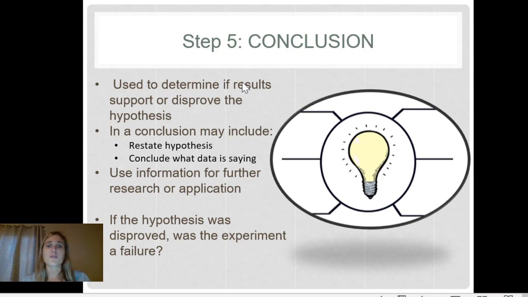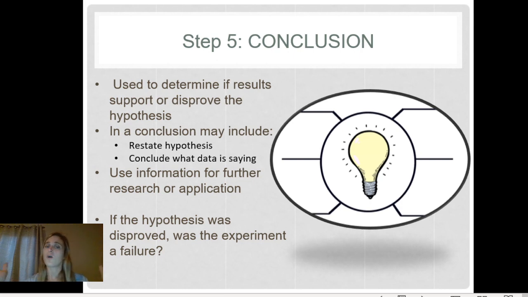Once you finally get through getting your results, then you're going to start drawing those conclusions, okay? When you get to your conclusions, you are towards the end point of the entire scientific method process. This is used to determine if your results support or disprove your hypothesis. So, was your hypothesis proved correct or proved incorrect?